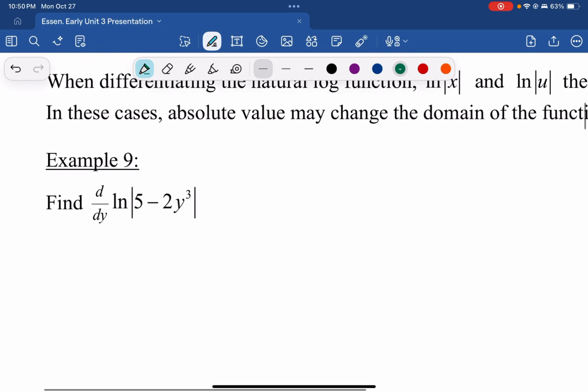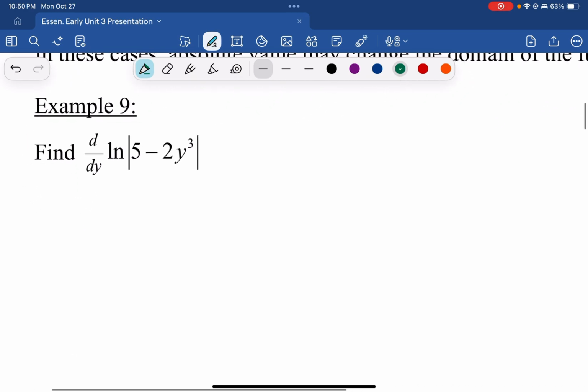Okay, so let's look at example 9 here. Find the derivative of the natural log of the absolute value of 5 minus 2y cubed. Okay. So our u is that 5 minus 2y cubed. So we're going to take its derivative.